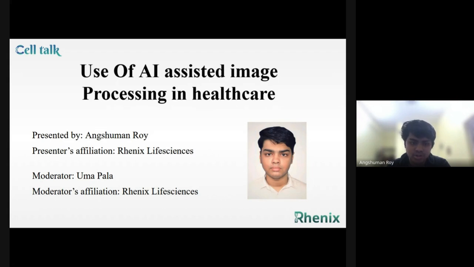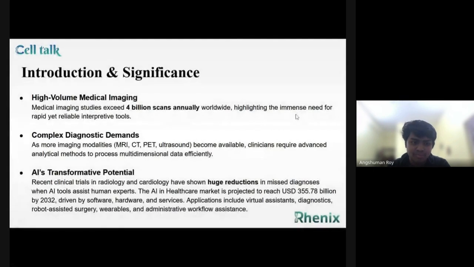I'm honored to present on this topic of use of AI-assisted image processing in healthcare. Let's explore how artificial intelligence is revolutionizing medical imaging and transforming patient care. Let's start with the introduction and the significance. Let's begin with an overview of the significance of AI in medical imaging.